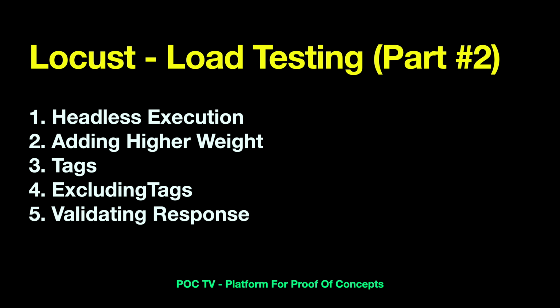Also adding the tags. Suppose we have smoke test cases and then regression test cases or thin line regression test cases, how do we control these test cases, so only executing the smoke test cases or executing only the regression test cases. Also how to exclude the tags.